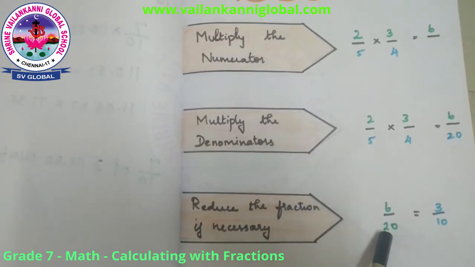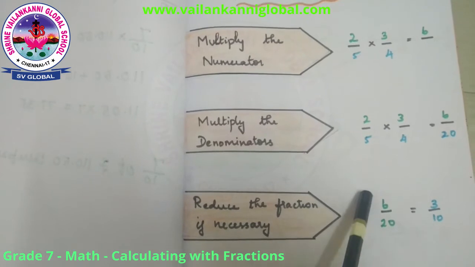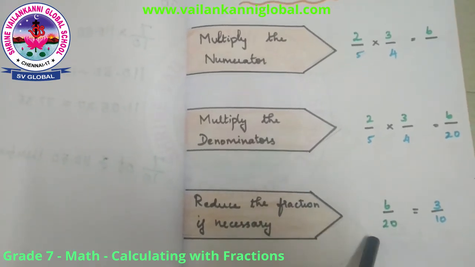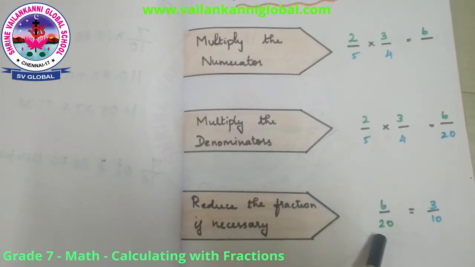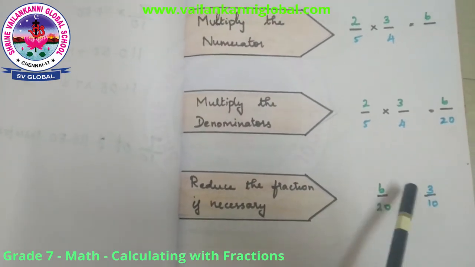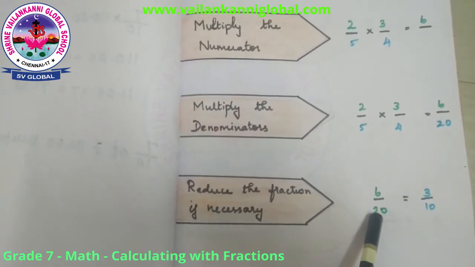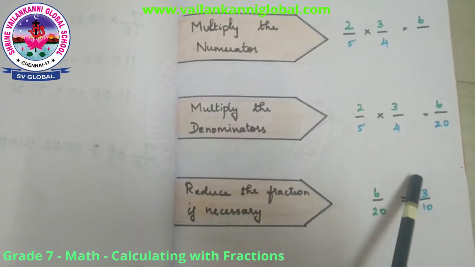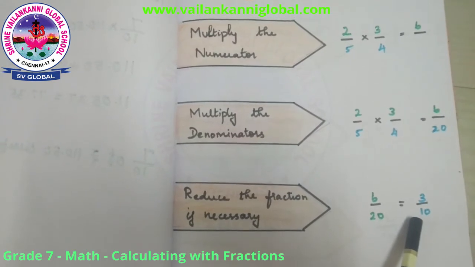So finally, simplify the fraction. The 6 by 20 we got is a new fraction that you can simplify, so reduce the fraction. 2 threes are 6, so divide by 3, then 2 tens are 20, so divide by 10. So finally we got the answer as 3 by 10.